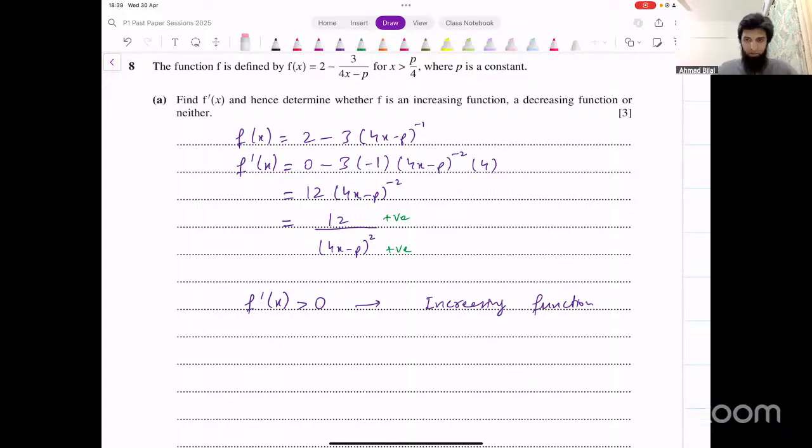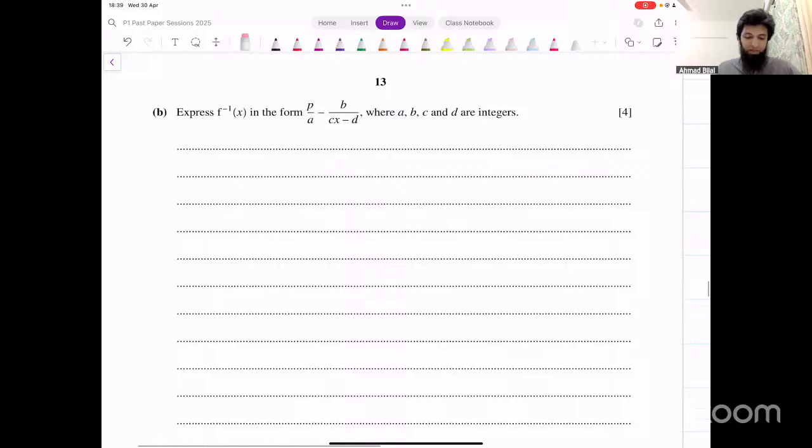All right. Okay. Let's move on to the next one now. It says express f inverse of x in the form p over a minus b over cx minus d, where a, b, c, and d are integers. Now, how do you do that? You have to find the inverse function.